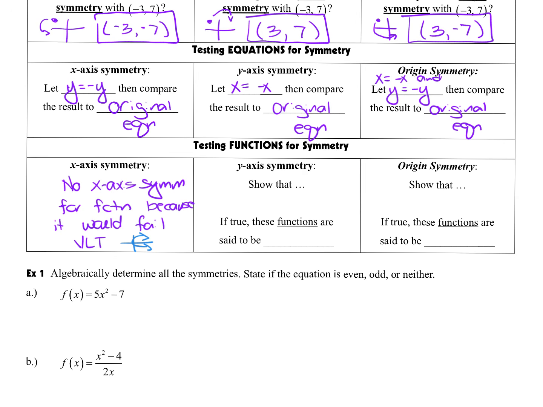so it couldn't have any x-axis symmetry. Okay, now let's take a look at these two. These are the two that we're going to really spend our time on. Our y-axis symmetry test for a function. Again, it is related to what we're going to do here.